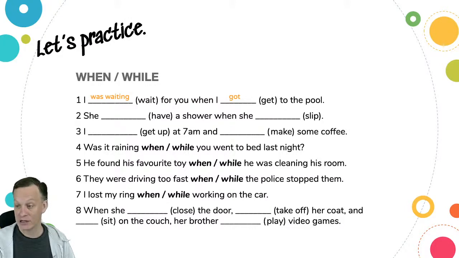She was having a shower when she, okay, Enrique, yes, you're right on the first one. She was having a shower. But what is the past of slip? Good, Ugo. Slipped. Okay, slipped. She was having a shower when she slipped.